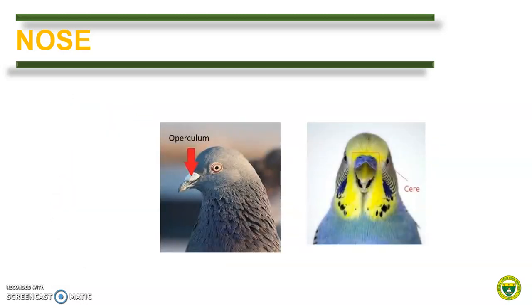In birds, the external nares is located at the base of the beak. They are overhung by a horny flap called operculum, as in the case of the pigeon, or surrounded by the thick cere, as in psittacine birds.